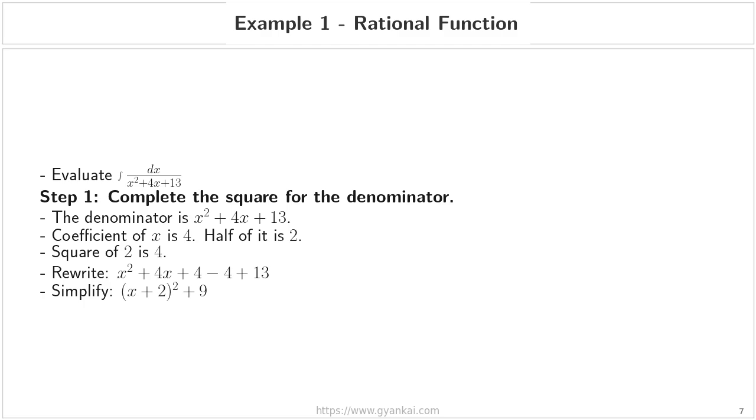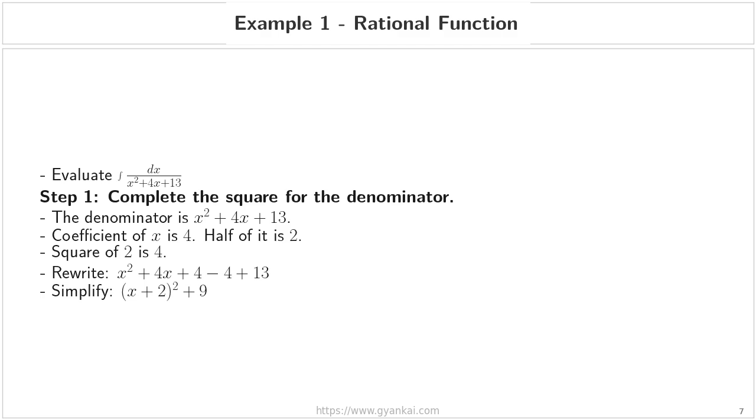The first thing we do is identify the coefficient of the x term, which is 4. Next, we take half of that coefficient, so 4 divided by 2 is 2. Then we square that result. 2 squared is 4. Now, this is the crucial part of completing the square. We rewrite the expression, adding and subtracting this value, 4, within the denominator. This gives us x squared plus 4x plus 4 minus 4 plus 13.